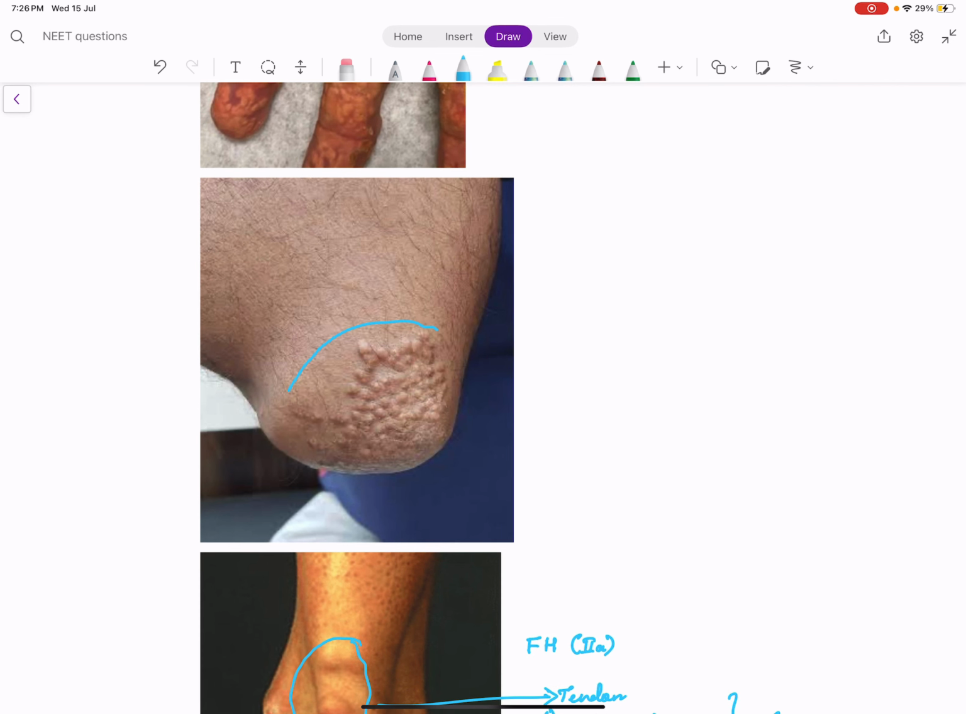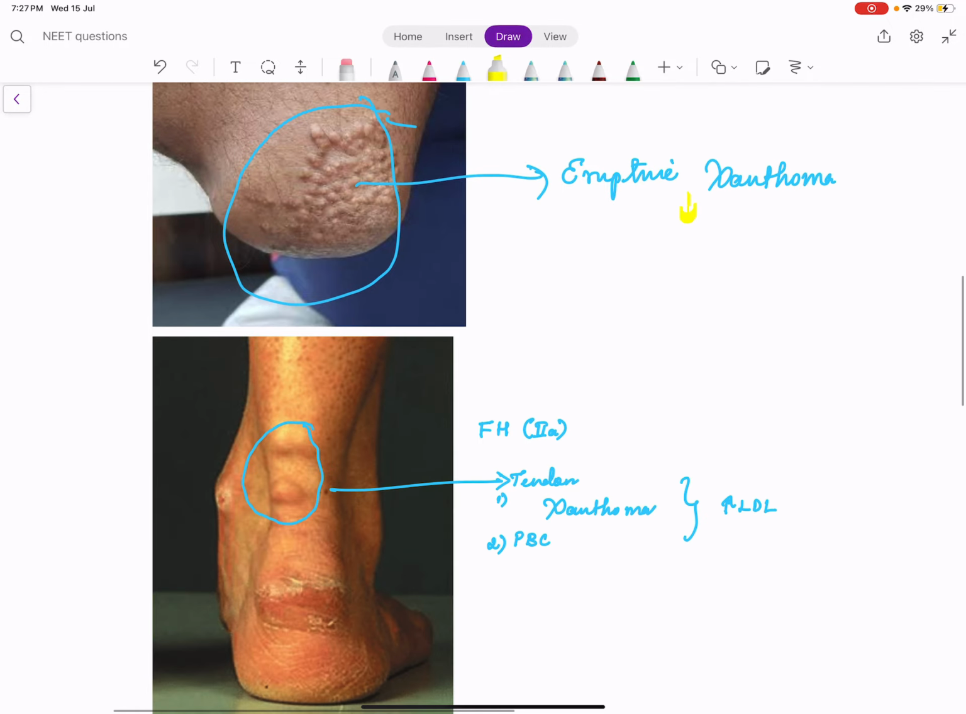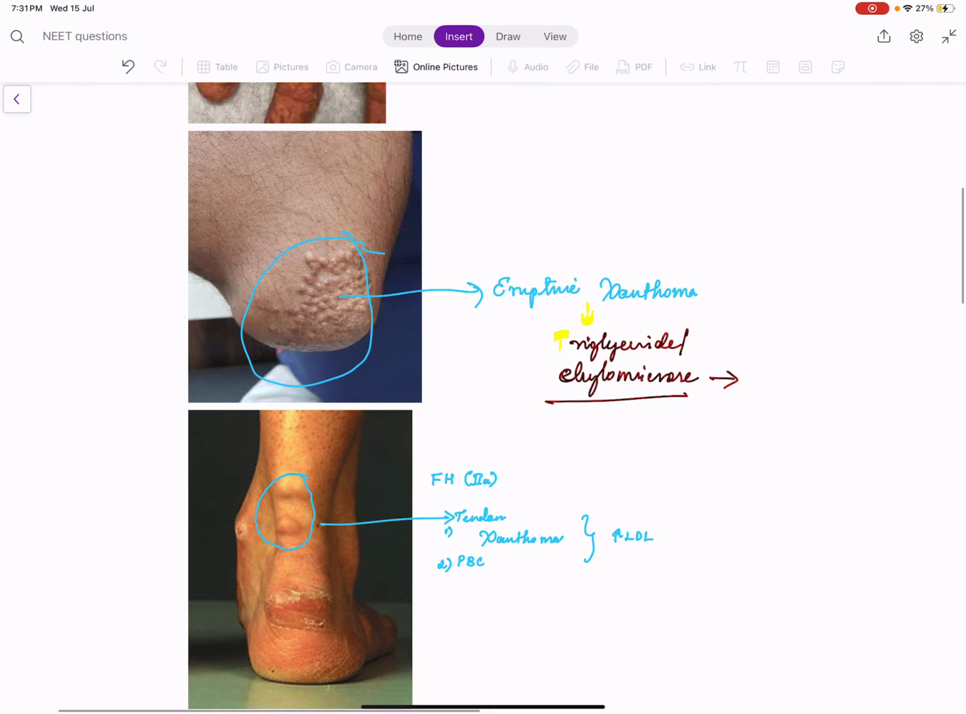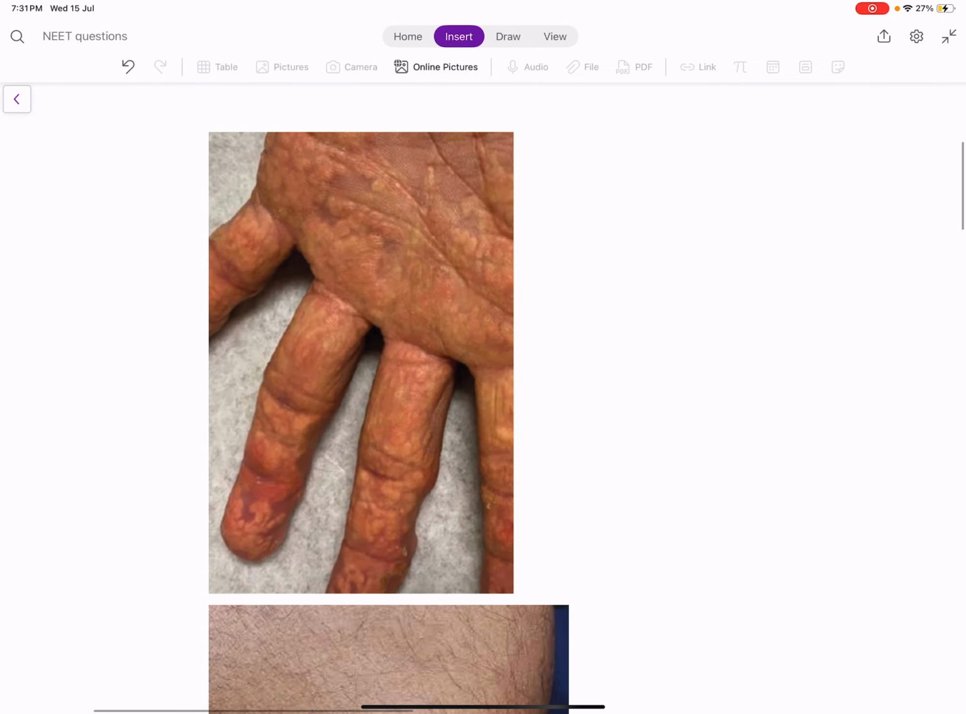This is the elbow joint. You can see multiple small eruptions. This is called eruptive xanthoma. So where does eruptive xanthoma occur? Eruptive xanthoma occurs in conditions where triglyceride or chylomicron is high. Triglyceride is high in type 4 and type 5 hyperlipidemia. Chylomicron is high in type 1 hyperlipidemia. Remember, chylomicron is nothing but dietary triglyceride. Here you can see the eruption is in the palm. So this is palmar xanthoma.